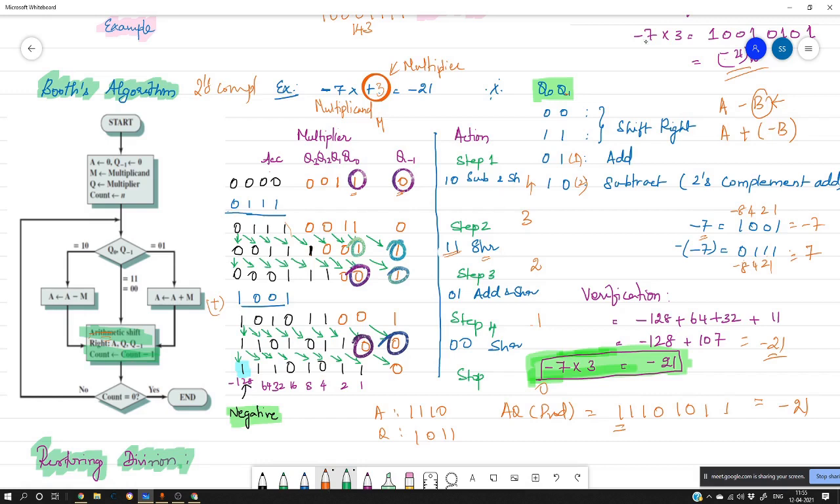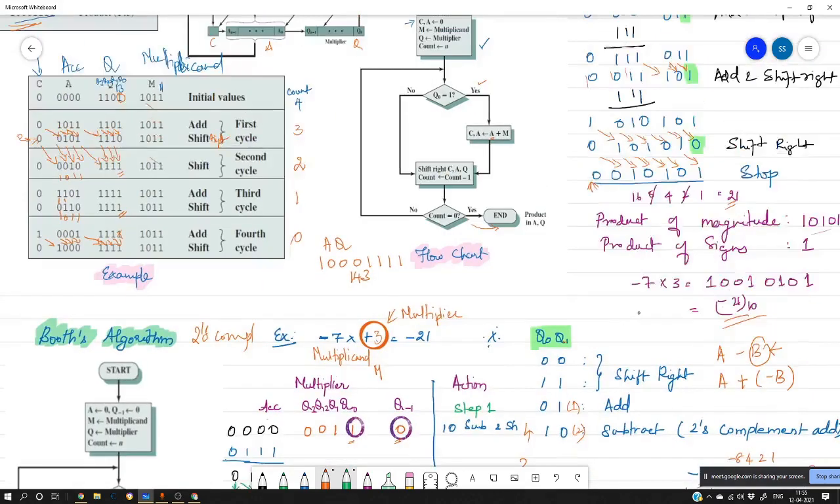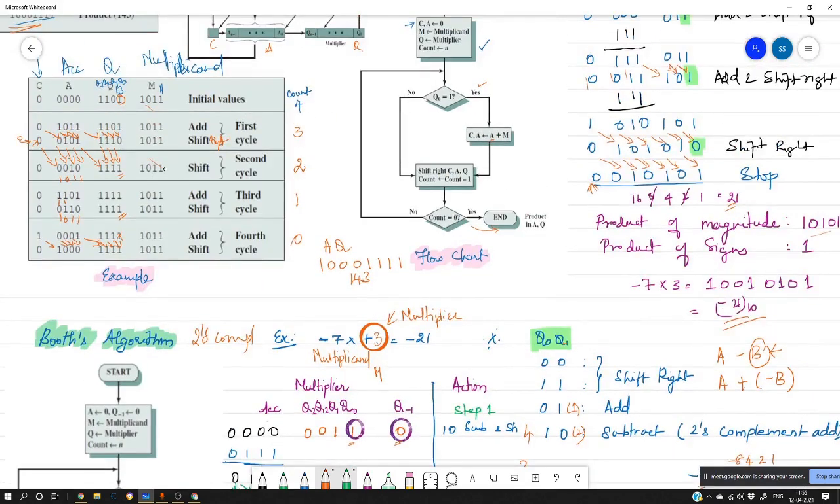In the previous method, what we did was, when there is a one, we add. When you have a sequence of ones, you continuously do addition. When it is 0, that is when this bit Q0 is 0, we only do shifting. But in the case of continuous ones, we keep adding.